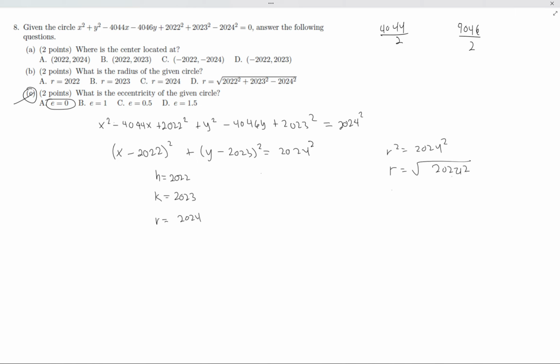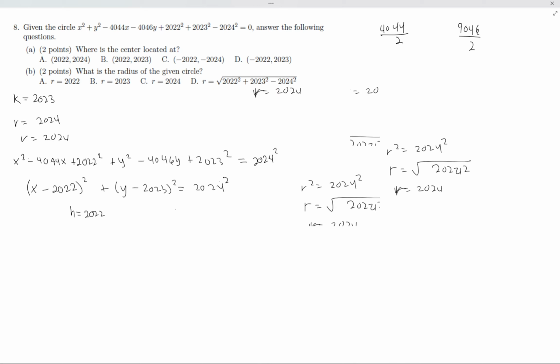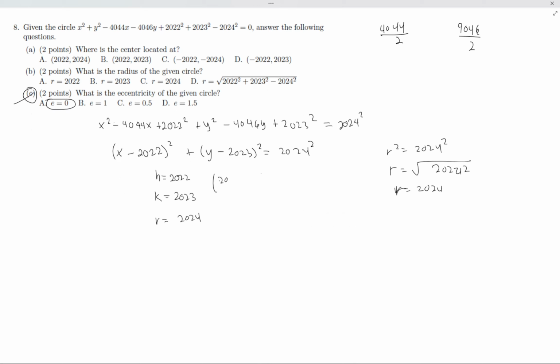We just get rid of the square root. 2 of r is equal to 2024. Okay? So therefore, we can answer the problems here. We know that the center is located now at (h, k), or (2022, 2023). And that is the choice letter B.